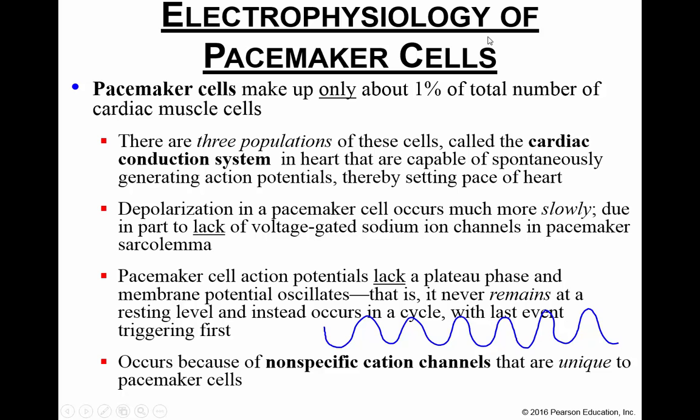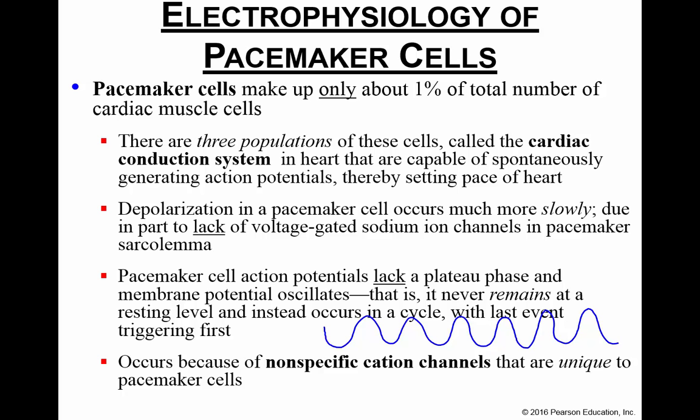Now, our pacemaker cells, as I've said, make up 1% of our cardiac muscle cells. And we have three populations of these that make up what we call the cardiac conduction system. And this is responsible for generating the action potentials. So it sets the pace of the heart.